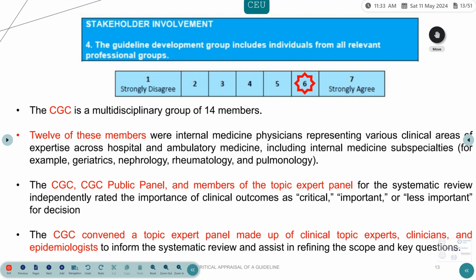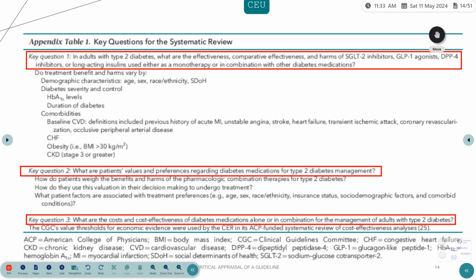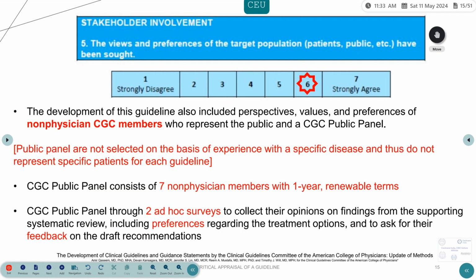Of these, 14 members were physicians. Even in the CGC, there are 2 members who are non-physicians, who had the layman perspective of the guideline to appraise. They also had a topic expert panel. They mentioned this clearly, but could have mentioned the details of each of the members, which was not done. These members were given key questions, the questions you need to go through to appraise the systematic review and get to the guideline, which is mentioned clearly.